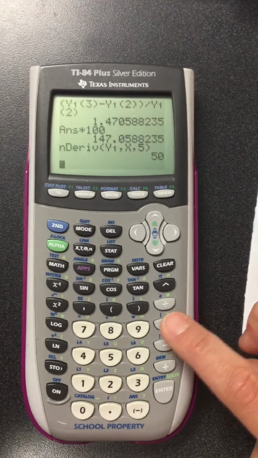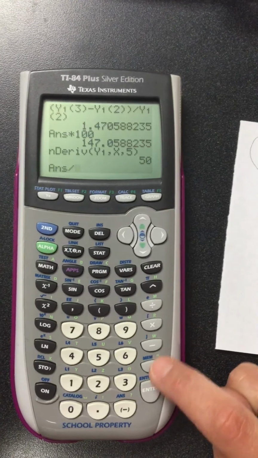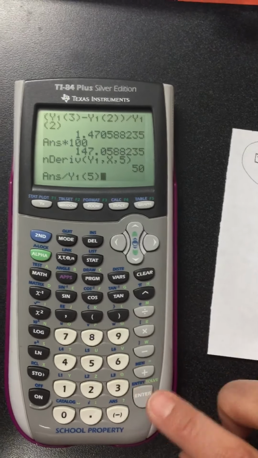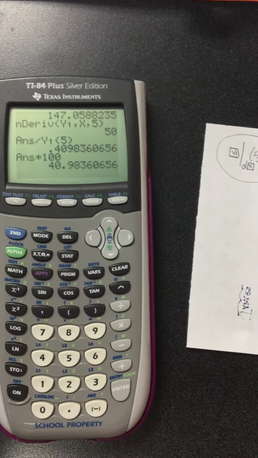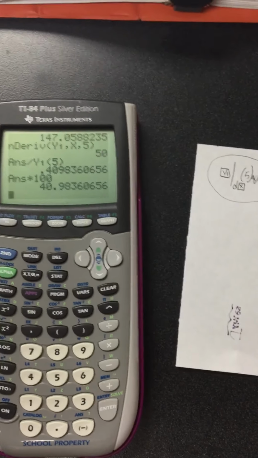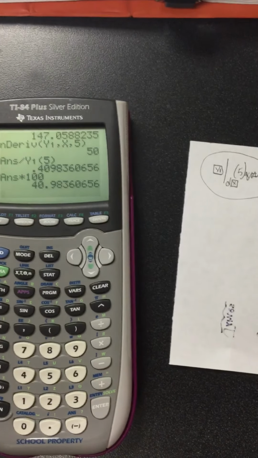You still find nDeriv, so you do math, like we just did here, the nDeriv, and then you divide by the actual function value, the same way, at that function at y5, and then times 100. So that's how you find percentage change when you're looking at that. Let's see if there's anything else in chapter 3. I think that's it.